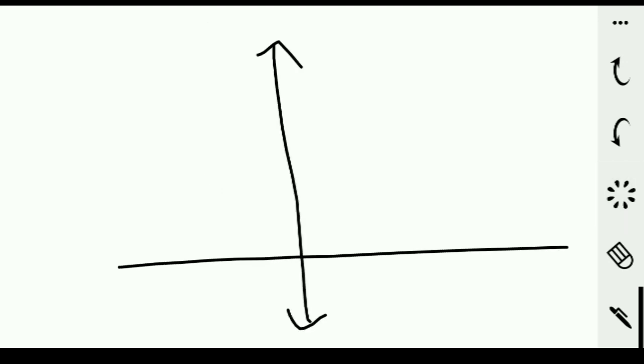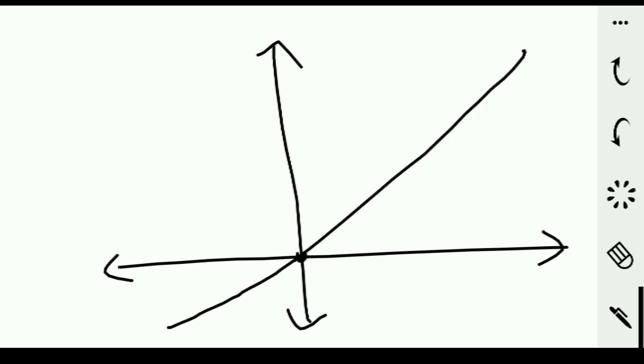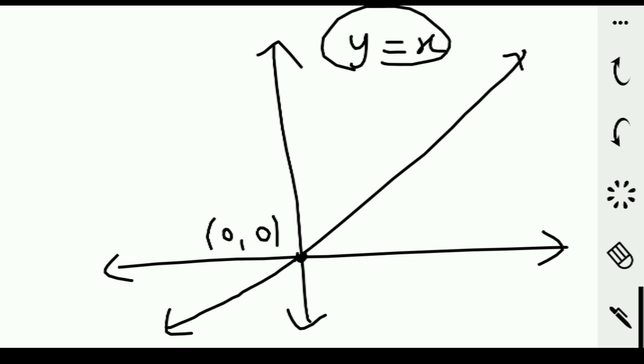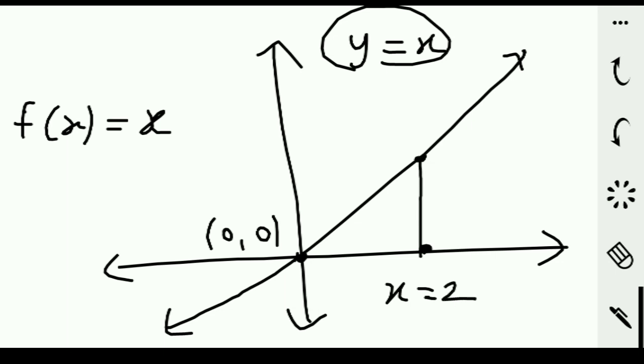Okay, for example, if we consider any graph where you have y is equal to x, this line will pass through the origin, where you have coordinates 0 comma 0, and this is your line y is equal to x, so you can call it your function of x is equal to x. So in this, if you want to learn the limit concept, let's consider an x coordinate here that is equal to 2, and if you want to find the image here, this image will also be equal to 2 because x is equal to y.